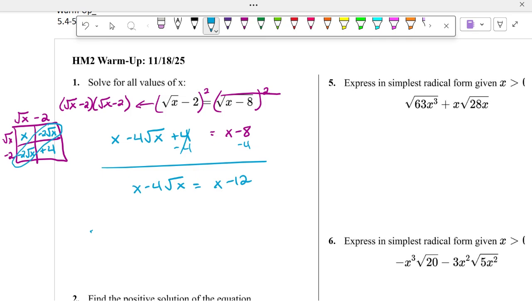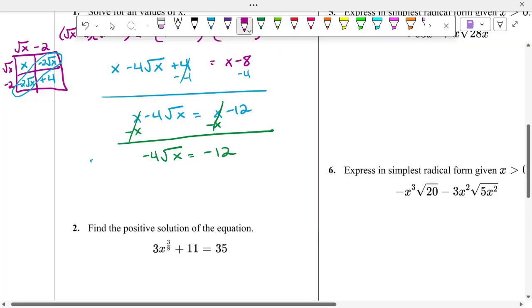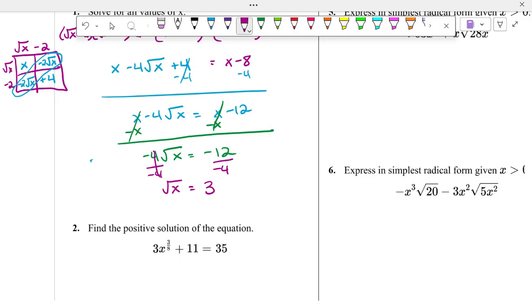What am I going to do next? I can subtract the x from both sides. So the x goes away. So I have negative 4 square root x is equal to negative 12. Next step, I can divide by negative 4. So that's square root of x is equal to 3. What's my last step? Square both sides. That goes away. X is equal to 9.